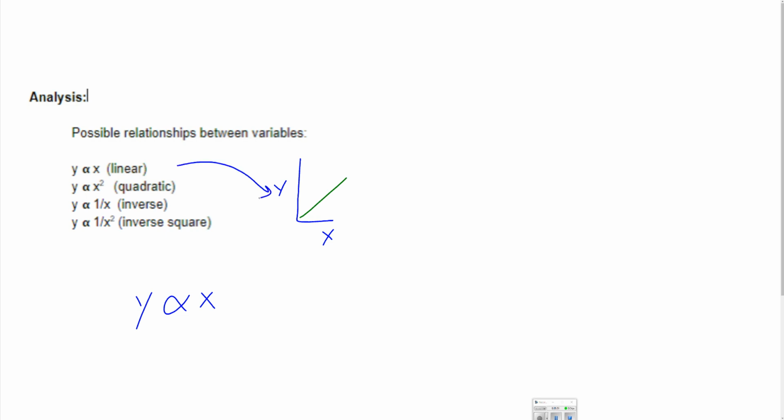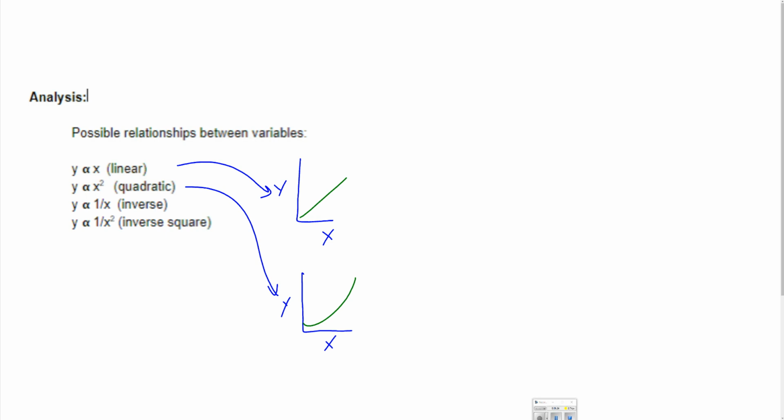If the graph that we get looks like this, and you guys have done enough math now where you probably know this, then this would be a quadratic relationship. We would say y is proportional to x squared. In other words, y is equal to ax squared plus bx plus c. Remember that? Math class? So this would be a quadratic relationship if you get a graph that looks like this.